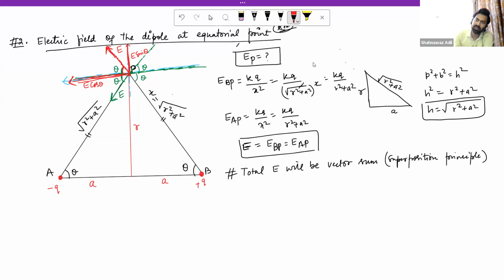Now the other electric field. What is the other electric field? This one. This one is making this angle theta. So what would be this component of the green electric field? This is the electric field, right? And we are resolving this one. Earlier we resolved the red one, that was this theta. So this was E cos theta, this was E sin theta. Now we are resolving this green one. The green one is making this angle theta. So what would be this component?